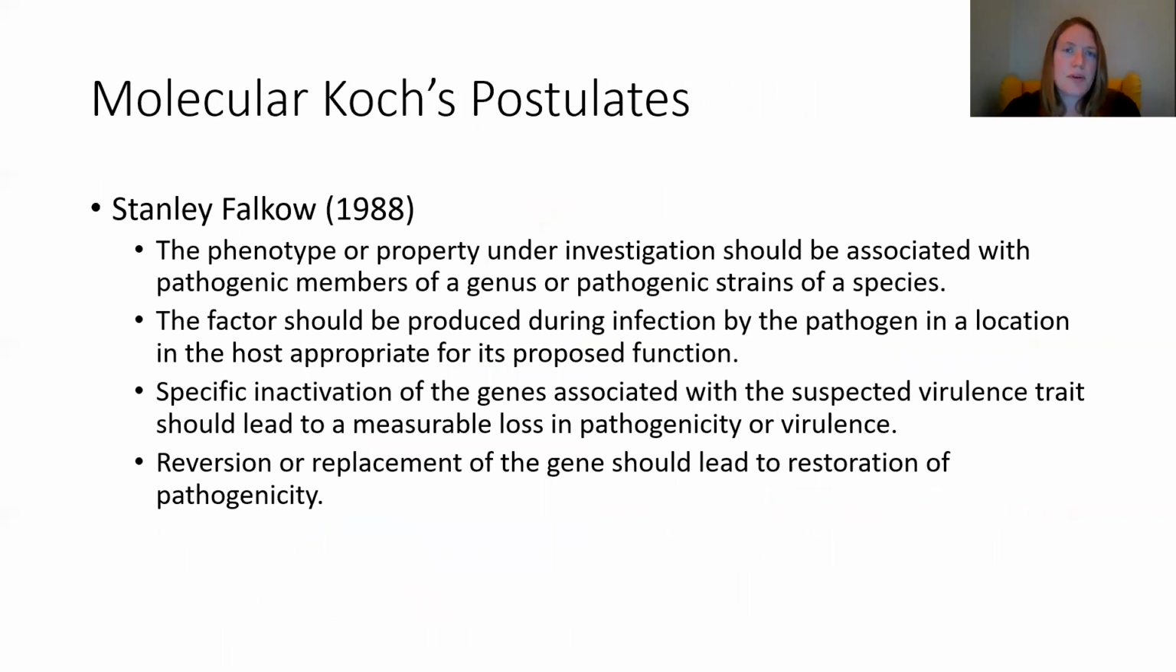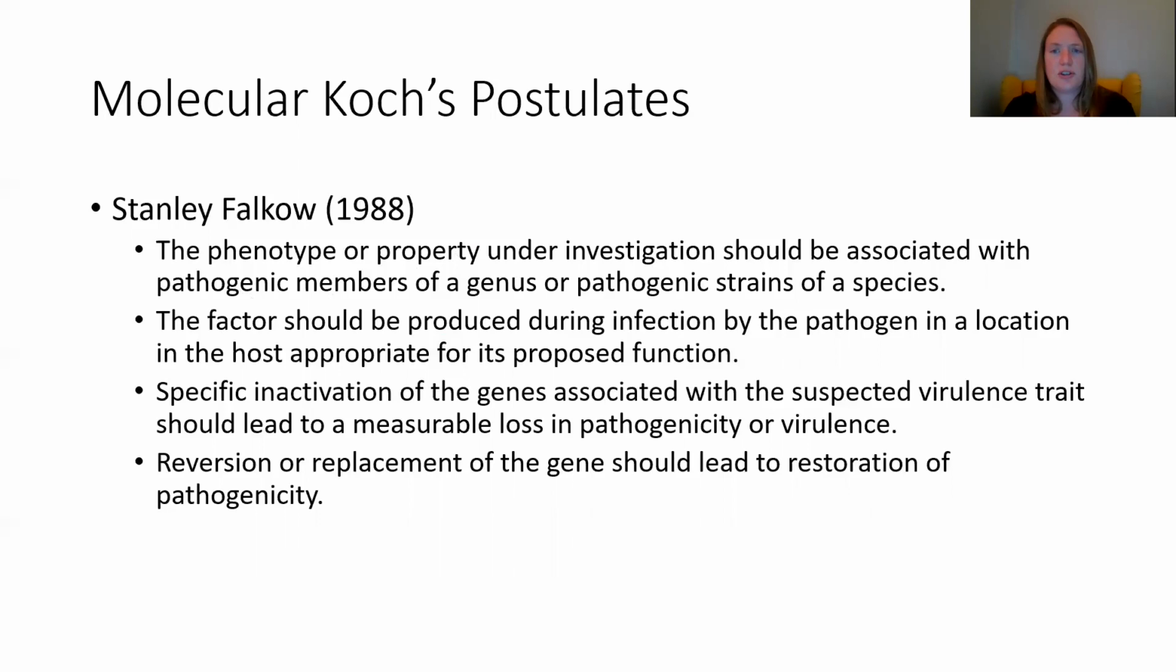So throughout this time period, we also developed basically Koch's postulates in reference to specific genes. And so Stanley Falkow proposed this in 1988. Basically, the genes under investigation have to be associated with pathogenic members of a genus or pathogenic strains of a species. And this is a reference to trying to look at pathogenicity factors or virulence factors.